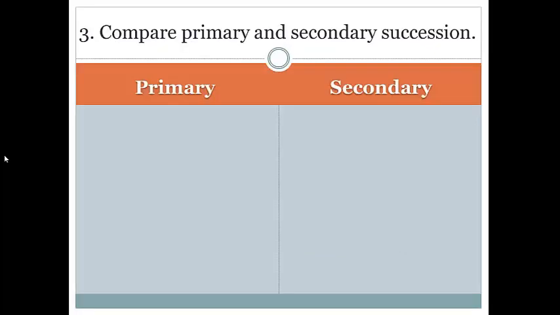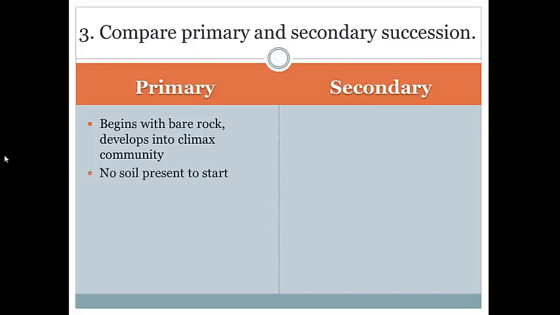Next question is about the differences between primary and secondary succession. So succession is what happens whenever an ecosystem is progressing towards that climax community. So that climax community is going to be the community with the most species, the greatest biodiversity. So primary succession is where we begin with bare rock and we develop into that climax community. There's no soil present whenever we start, and this takes thousands of years.